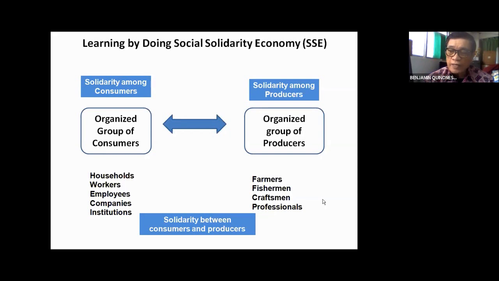So in SSE, there is solidarity among consumers, there is solidarity among producers, and there is solidarity between producers and consumers. You can see in the diagram that the three processes of solidarity comprise the socio-economic system of SSE. We shall now look into the 5 dimensions of SSE.